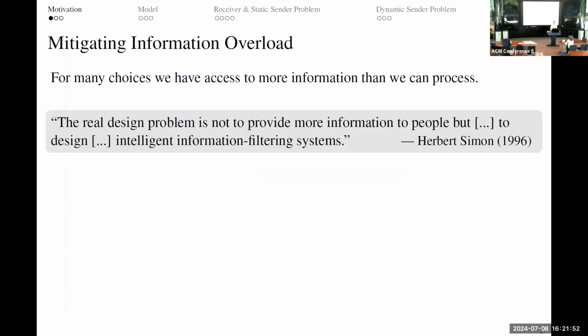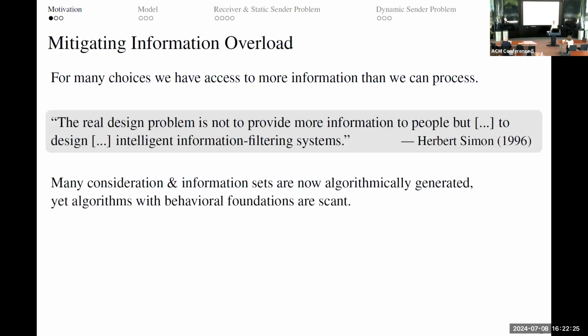And this idea of filtering information is not entirely novel, of course, as Herbert Simon had already envisioned something like that, like anything in life, Herbert Simon has already done it. He had stated that the real design problem is not to provide more information to people, but to design intelligent information filtering systems. And being a pioneer of both bounded rationality and artificial intelligence, what he's suggesting here amounts to combining the two gainfully. So to build intelligent systems that can help boundedly rational decision makers make better choices.